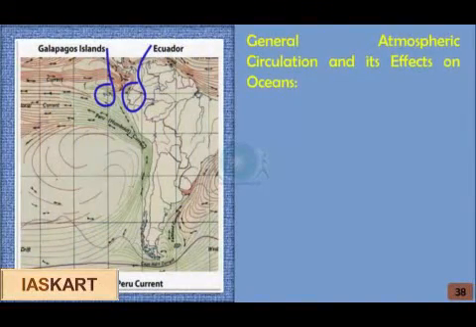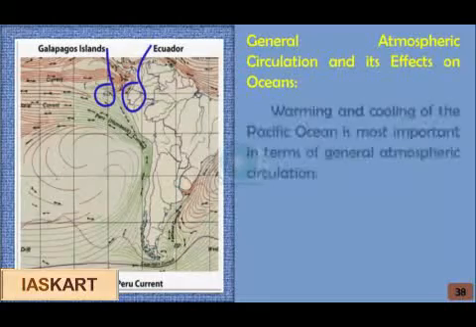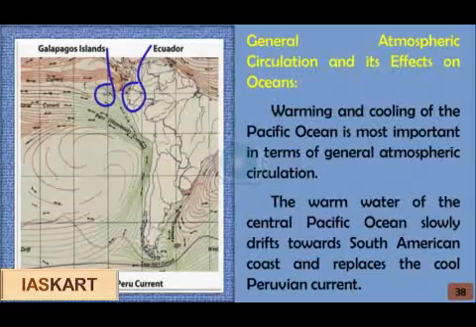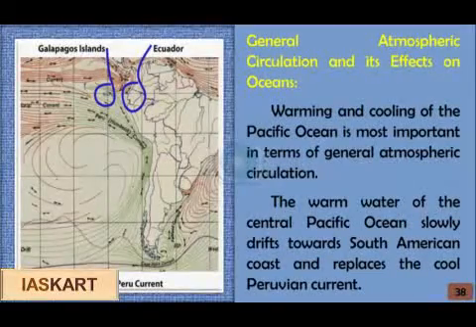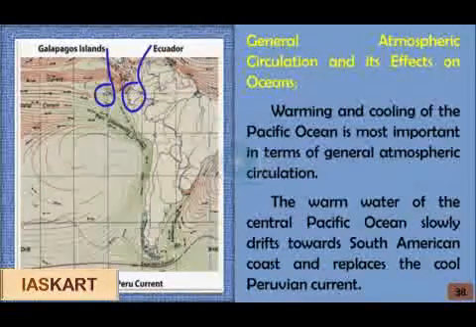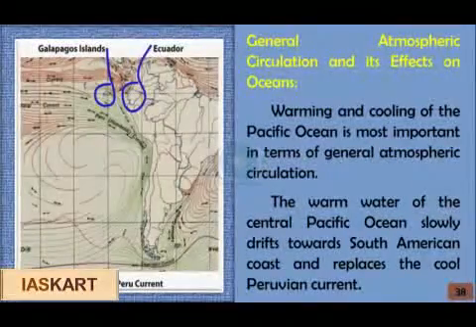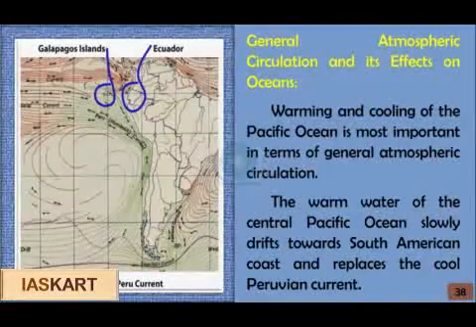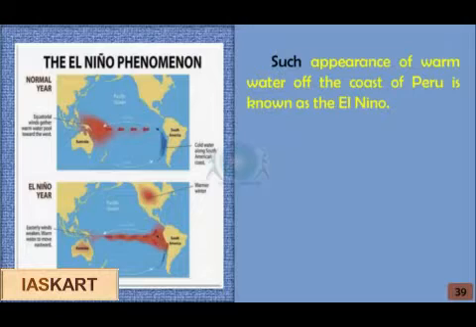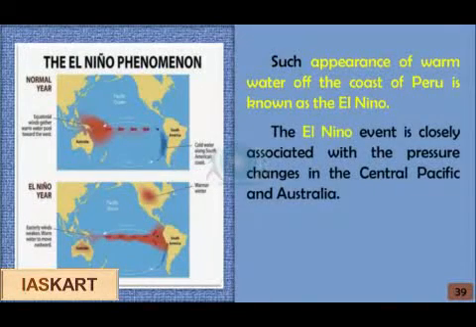General atmospheric circulation and its effects on the oceans. Warming and cooling of the Pacific Ocean is most important in terms of general atmospheric circulation. The warm water of the Central Pacific Ocean slowly drifts towards South American coasts and replaces the cool Peruvian current. Such an appearance of warm water off the coast of Peru is known as the El Nino. The El Nino event is closely associated with the pressure changes in the Central Pacific and Australia.